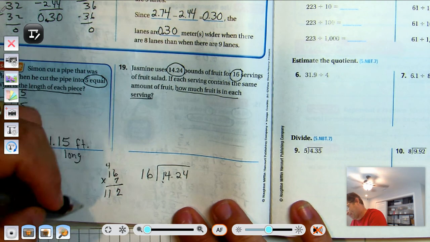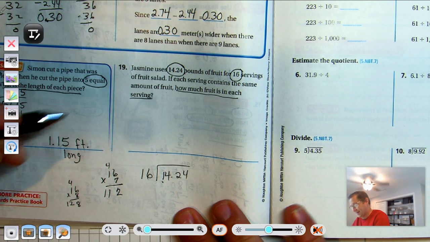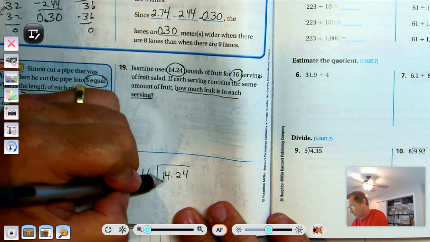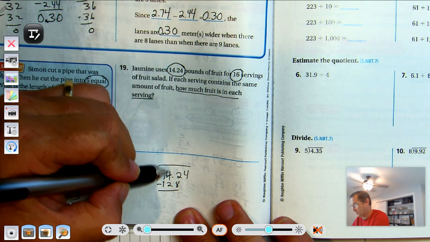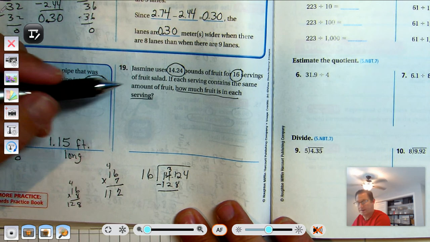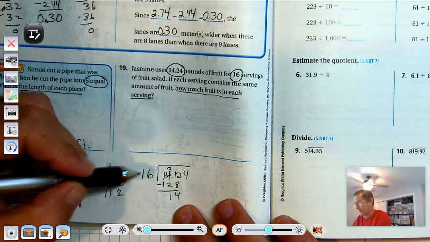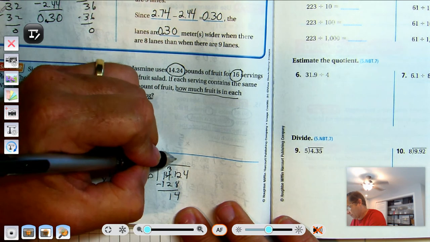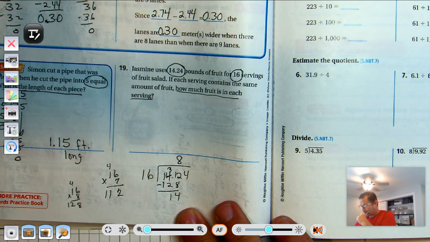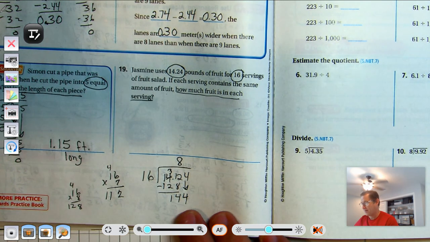Let's try 8. 16 times 8 is 128. 128 from 142. Can't take 8 from 2, so let's regroup. 12 take away 8 is 4. 3 take away 2 is 1. Okay, so that is less than the divisor 16. So 8 does work. And now we're going to bring down the 4 hundredths.